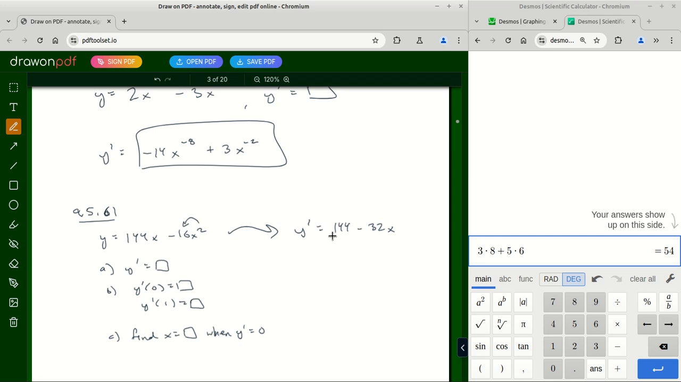Okay, well, we're done with the first part. It said just find the derivative, so we did. And then it says find it when you plug in a 0. So I plug in a 0, and I get this. And then plug in a 1, and I don't really care anymore. This one I'm more concerned about. I want to do that one.